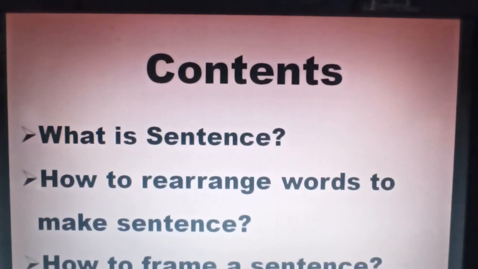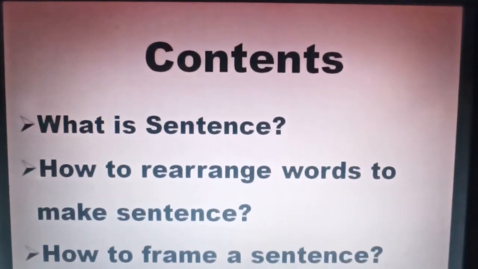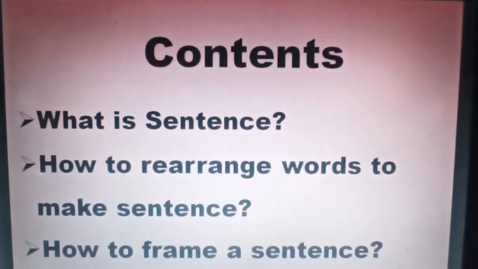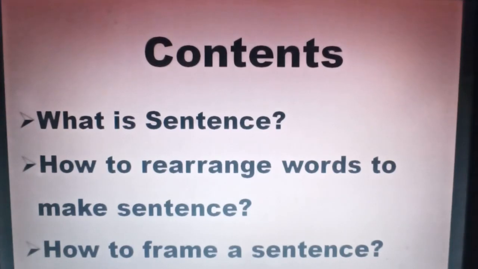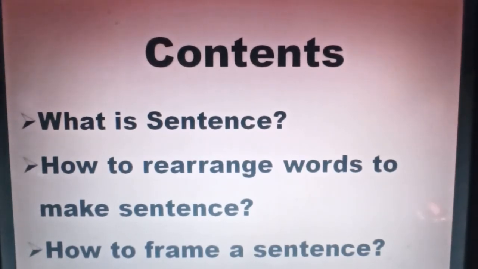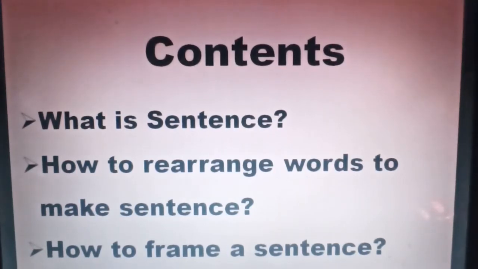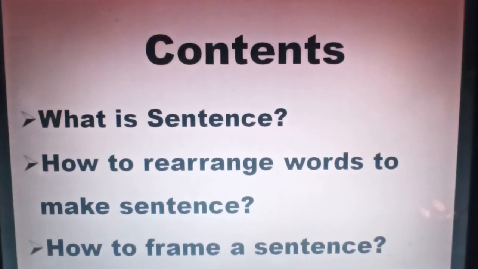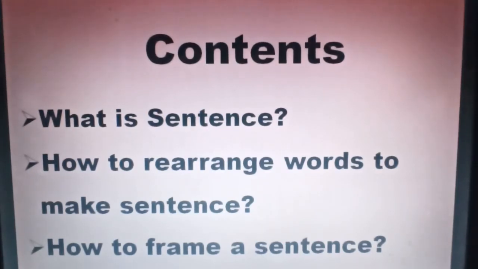Which we are going to discuss are what is a sentence, how to rearrange words to make a sentence, and how to frame a sentence. Sentence क्या है, हम words को कैसे arrange करते हैं एक sentence बनाने के लिए, और हम एक sentence को कैसे frame करते हैं. From this lecture you came to know कि वाक्य क्या हैं और आप उसके बारे में यूज़ होने वाले रूल्स के बारे में भी जानेंगे कि आप एक सेंटेंस को कैसे बनाते हैं.